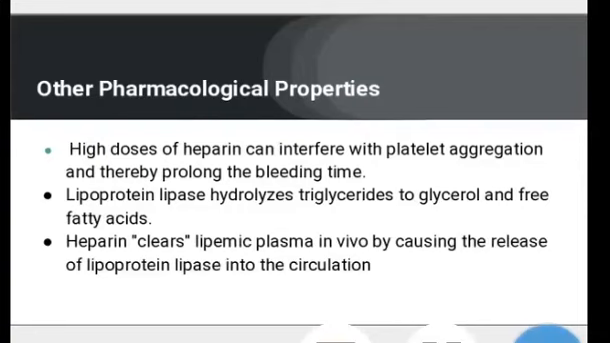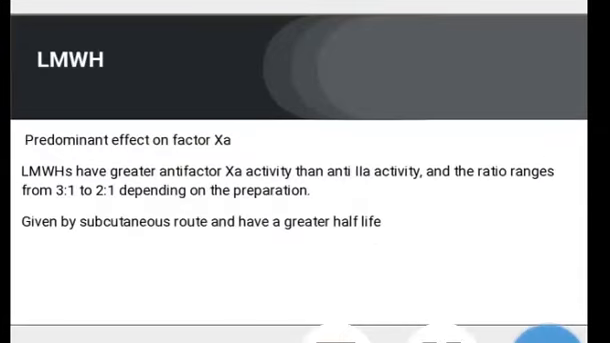platelet aggregation and therefore it prolongs the bleeding time. Lipoprotein lipase hydrolyzes the triglycerides to triglycerol and free fatty acids. Heparin clears the lipemic plasma in vivo by causing the release of lipoprotein lipase into the circulation.